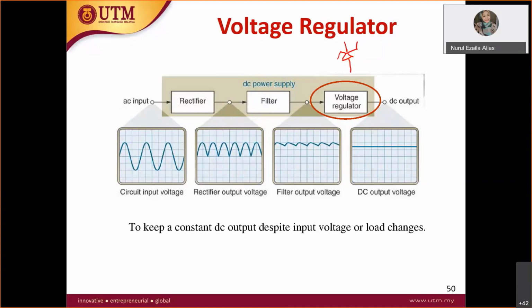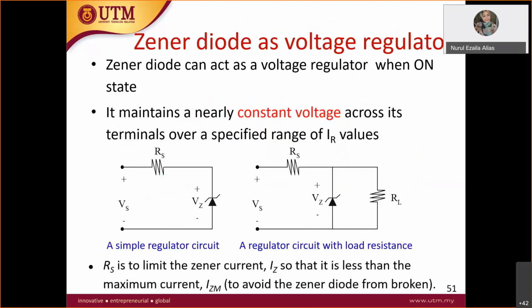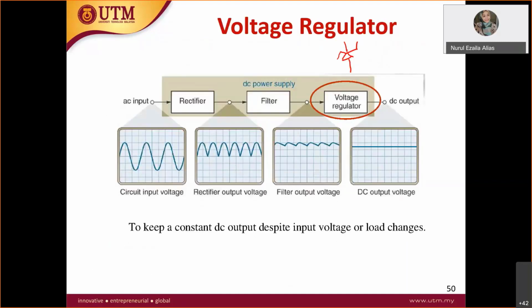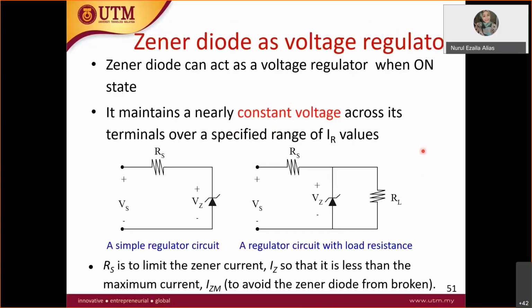Zener diode. After this voltage regulator, which is used to regulate or maintain a constant DC voltage despite variation in input line voltage or in the load, usually you will get a straight line DC output voltage like this. The Zener diode is used as a voltage regulator because it can act as a regulator when it is in the on state.